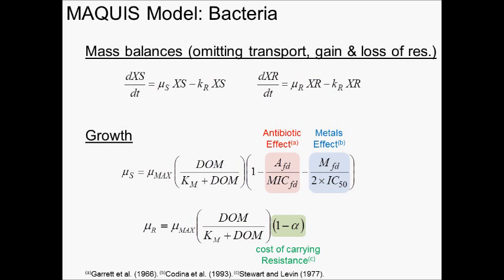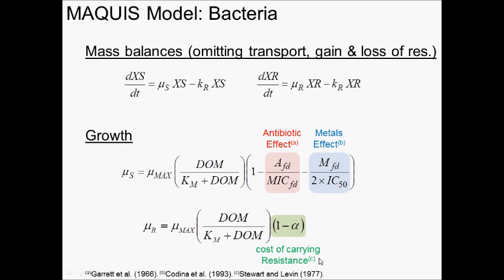Okay, so the bacteria. Again, I start with the mass balance equations. The susceptible bacteria change as a function of growth, so they grow, and their biomass reduces as a function of respiration. And then again, we have transport, which is omitted here. The same equation applies to the resistant bacteria.